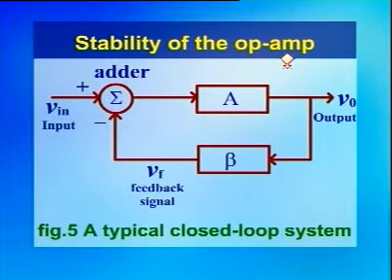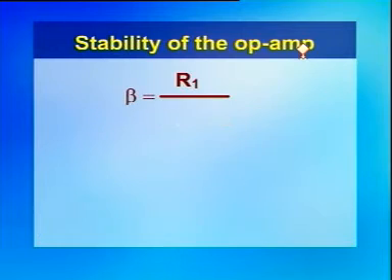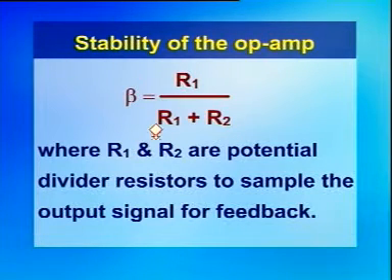The circuit is said to be stable if its output reaches a finite value within a finite interval of time, and it is said to be unstable if it increases indefinitely with time. As shown in figure, a typical closed loop system represents a negative feedback, and here A represents the open loop gain of the op amp and beta represents the feedback factor, beta equal to R1 by (R1 plus R2).